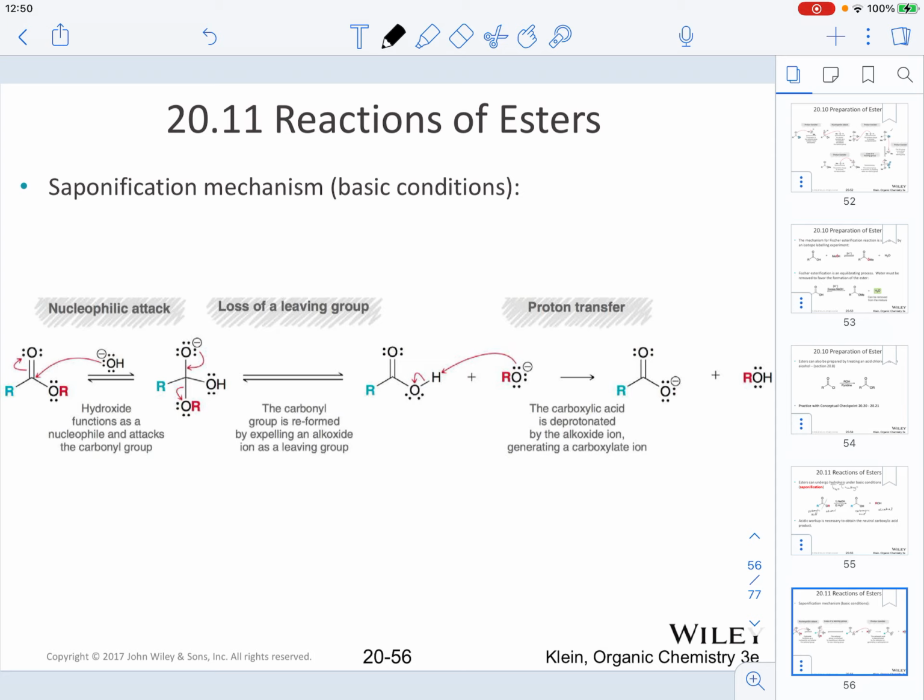So in the first step of the reaction, we're going to have the hydroxide ion function as a nucleophile that is going to attack the carbon in the carbonyl in our ester, and the electrons are going to go up to the oxygen. We're going to make an alkoxide intermediate. Once that alkoxide intermediate is formed, remember, we're under basic conditions.